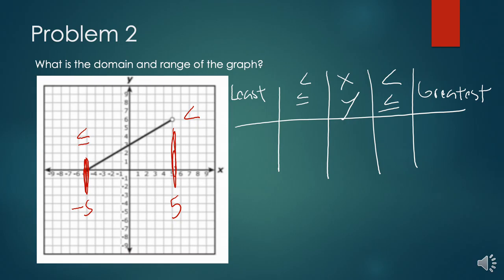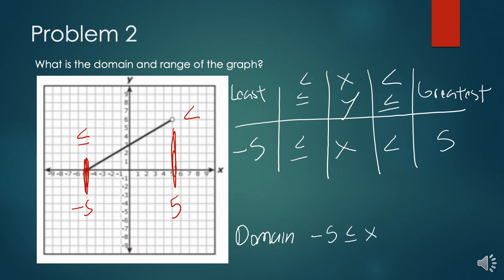So my least side is -5. I have a less than or equal to there. Since we're talking about domain, that's x. We use a less than sign, and my greatest x is 5. So my domain is -5 less than or equal to x less than 5.